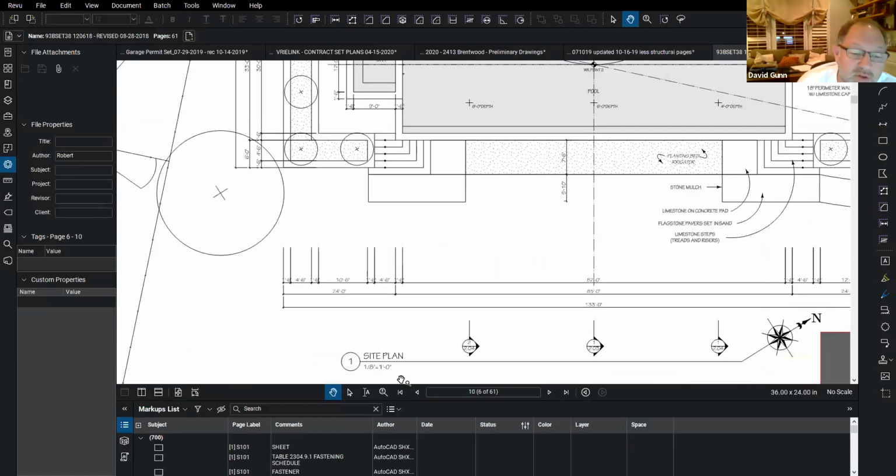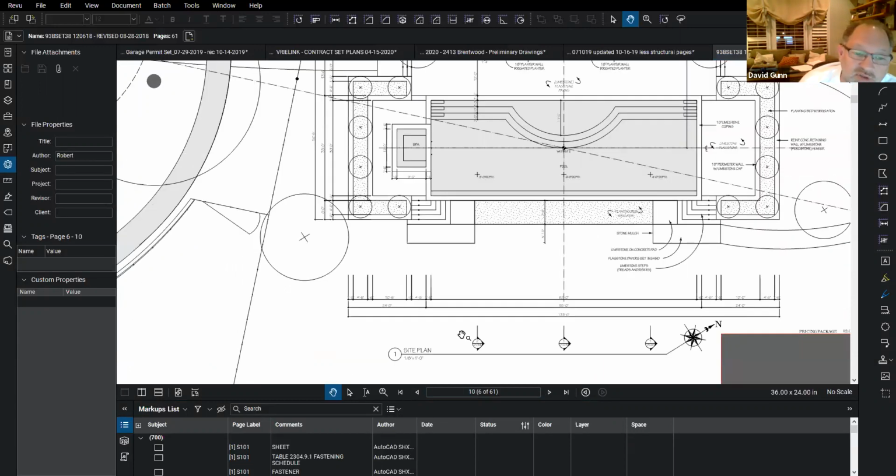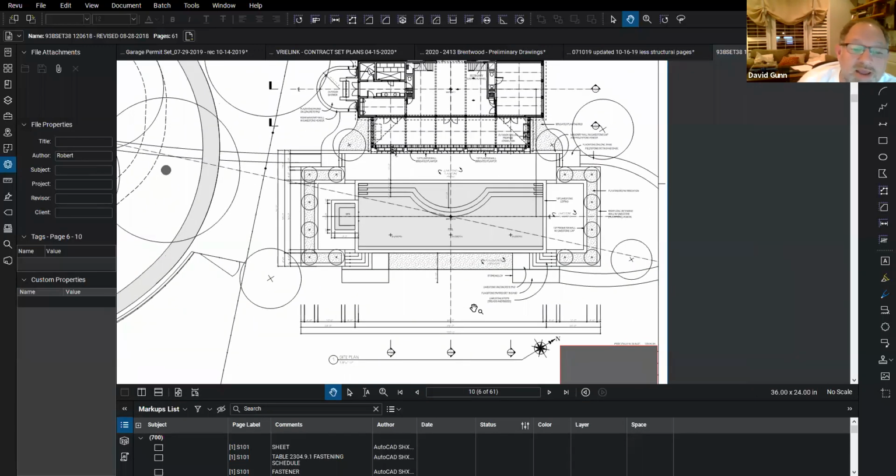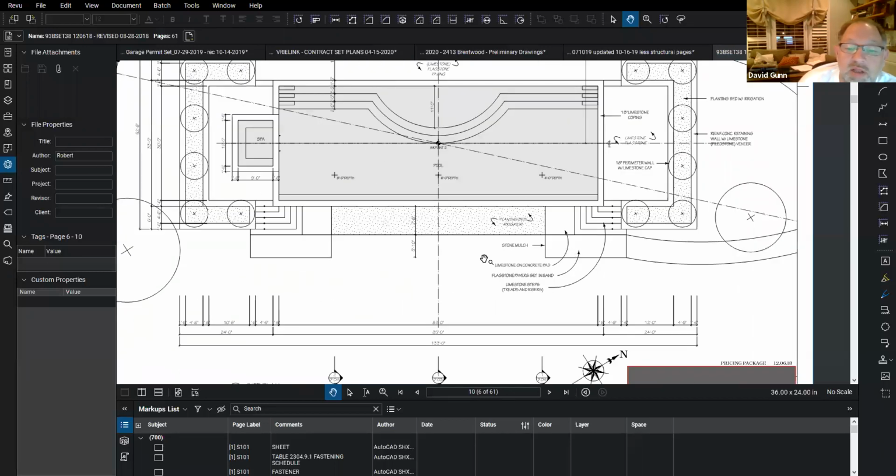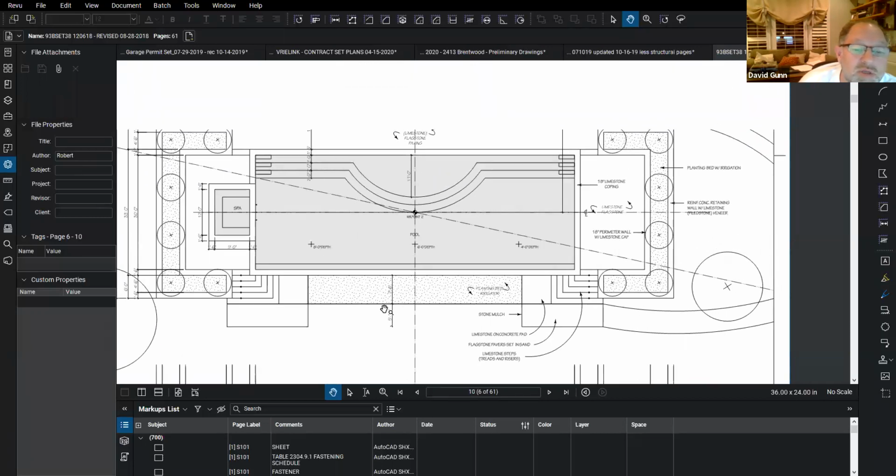See, now we're even a little closer. Our scale here is 1/8 of an inch equals a foot. So we're zooming in, if you will, between these couple of different pages on this project. As you get closer and closer, you see more and more detail. So here, as we get close, we start seeing limestone on concrete pad, paving on sand. It starts showing us more details.